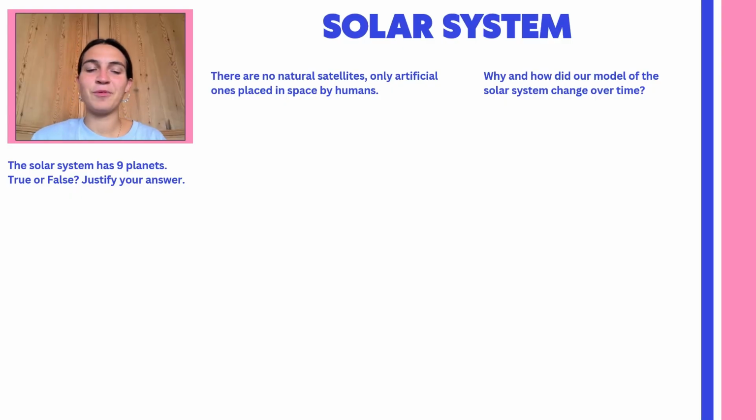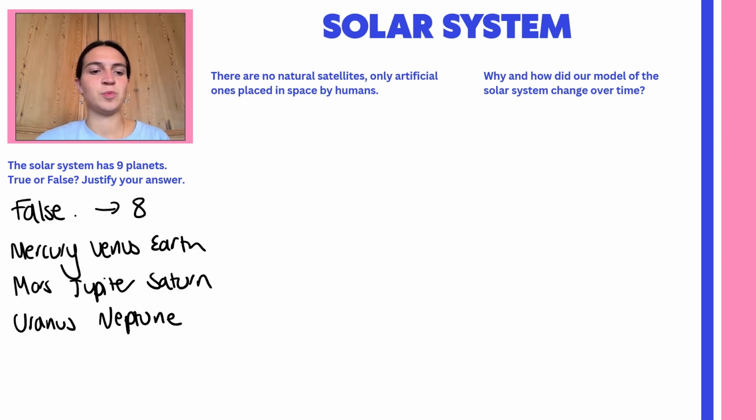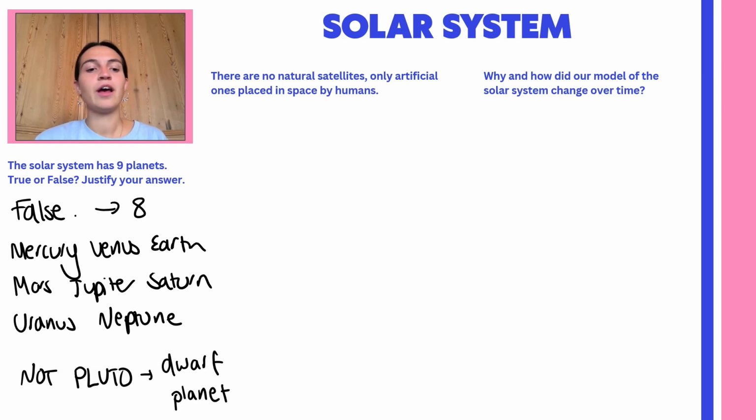Okay, question number 1 about our solar system. The solar system has 9 planets. True or false? Justify your answer. So we can just count these out. It is false. There are 8. We have Mercury, Venus, Earth, Mars, Jupiter, Saturn, Uranus, Neptune, not Pluto, because Pluto is a dwarf planet. So that's how I justify this.